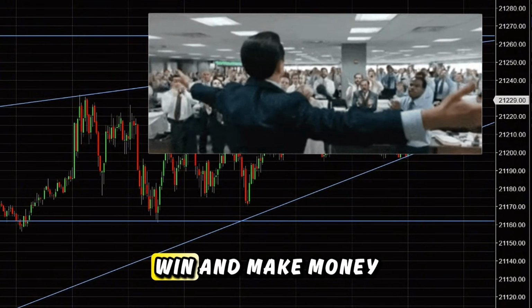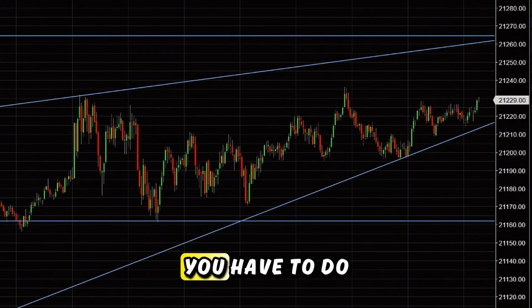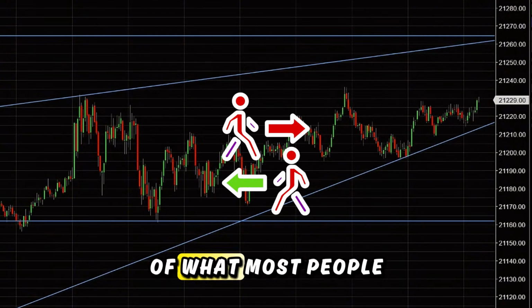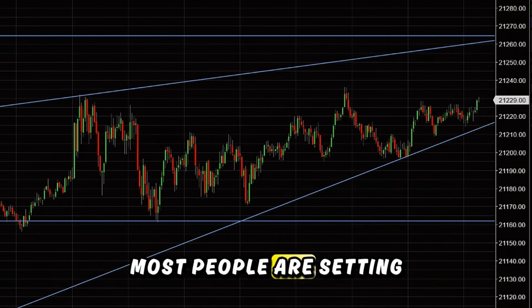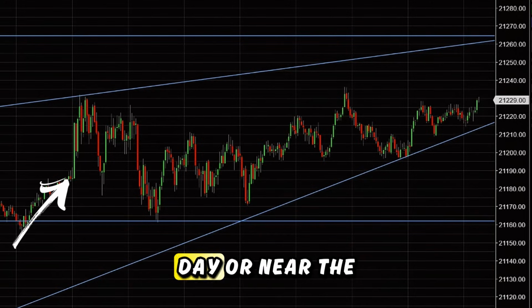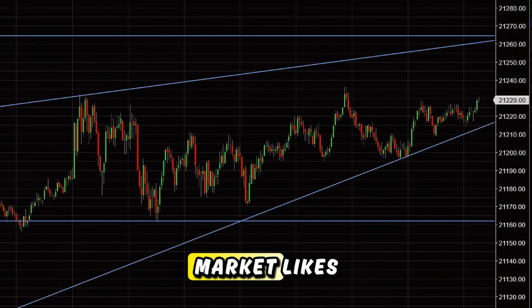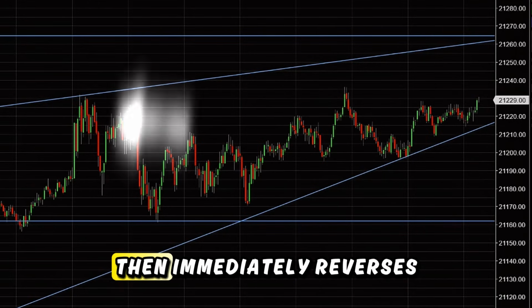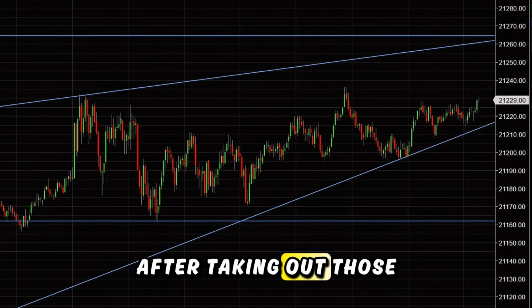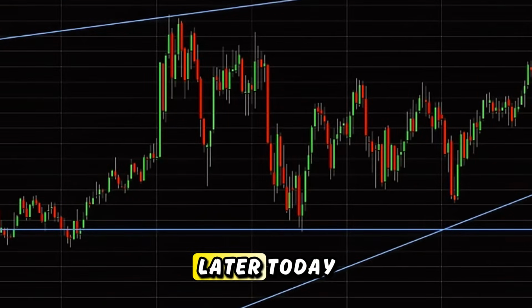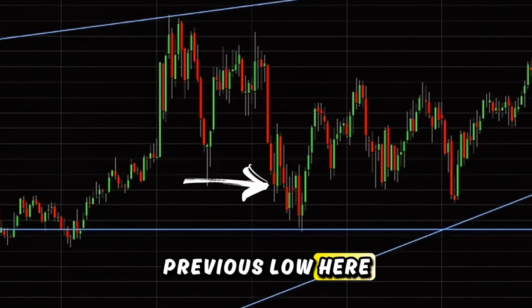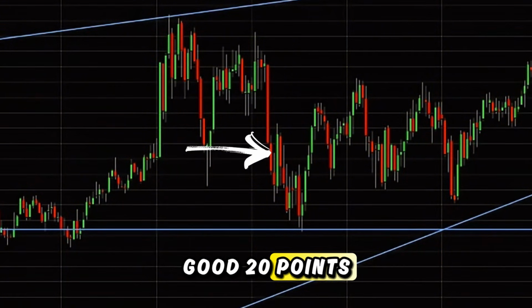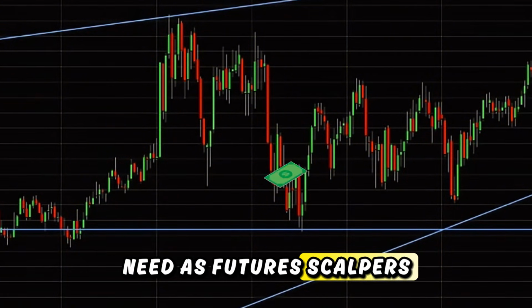If you want to win and make money in this market, you have to do the opposite of what most people are doing. Most people are setting their stop losses at the low of day or near the low of day, and that's why the market likes to sweep those areas and then immediately reverses after taking out those stop losses. The same thing happened later today when it swept that previous low here and it bounced a good 20 points, which is all we need as futures scalpers to make our money.